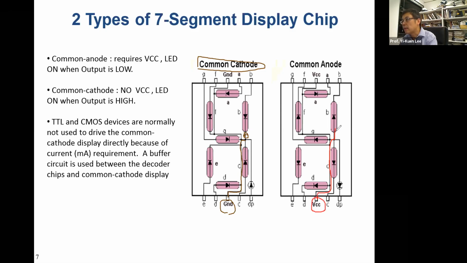So we have the positive and negative. In this case, we can see the same thing for here. We also have this kind of anode. This is anode and this anode. That's why we call this common, the positive side and negative side. So these are the two different types of 7-segment display. Okay, and then let me go to the next one.